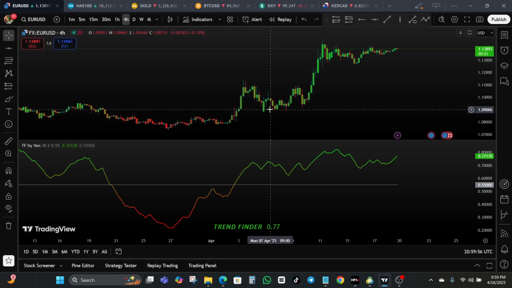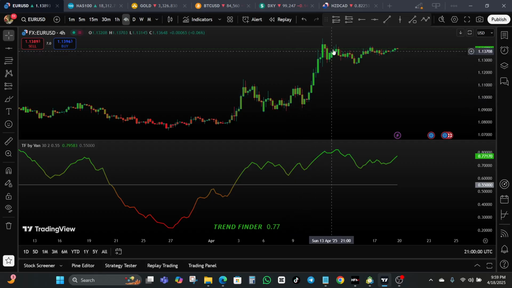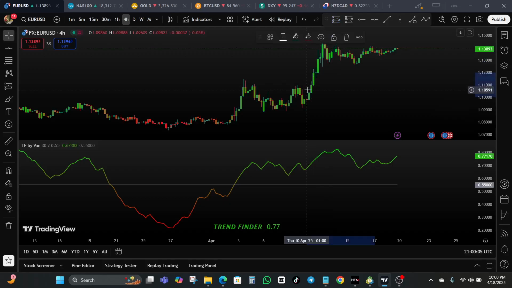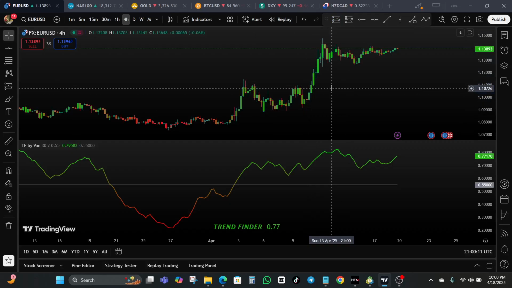You can be looking out for pullbacks. After a pullback and you get a confirmation candlestick pattern, you can enter a buy trade. Ensure that you always get your confirmation first. Then you can go ahead to enter a buy trade, and you set your stop loss and your take profit levels accordingly.